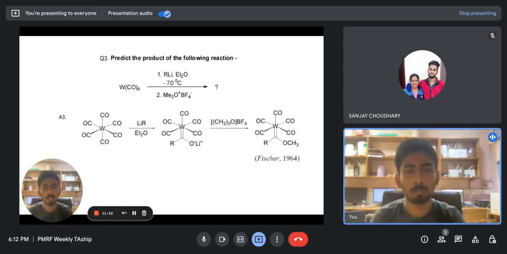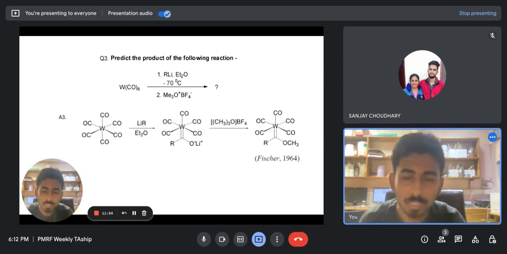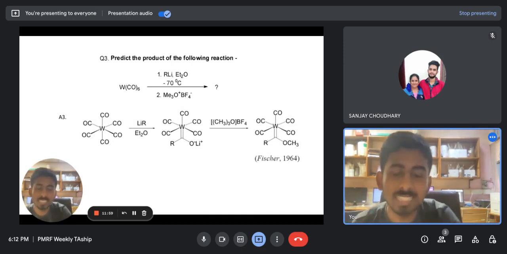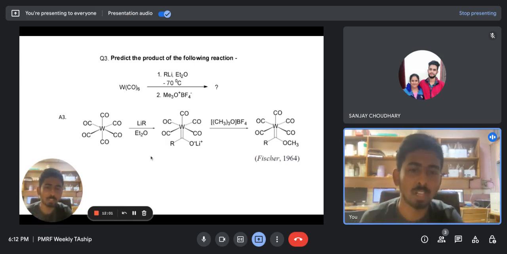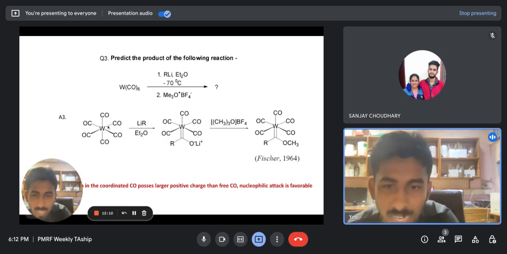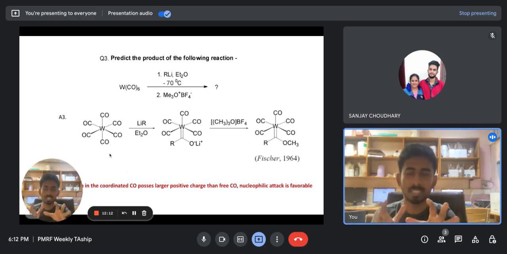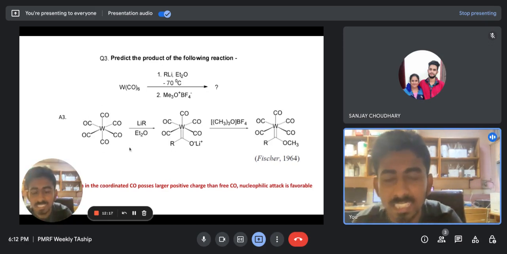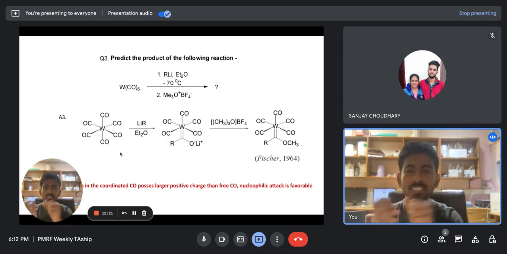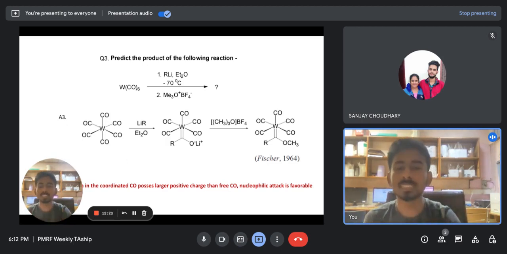So let's come to the point of how this is actually happening. Firstly, when tungsten hexacarbonyl is treated with alkyl lithium, RLi in ether, what happens? Here you can see that all the COs are coordinated to the metal center. That's why the tungsten is in a low oxidation state, that is zero, and all these pi acidic ligands are capable of dragging the high electron density on the tungsten metal towards themselves. That's why this compound is stable.